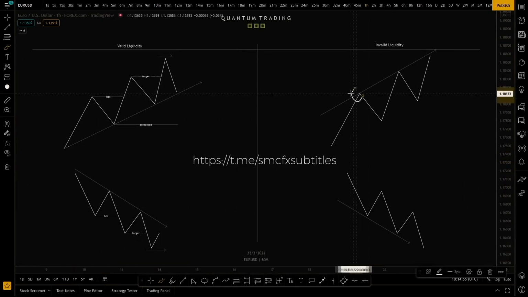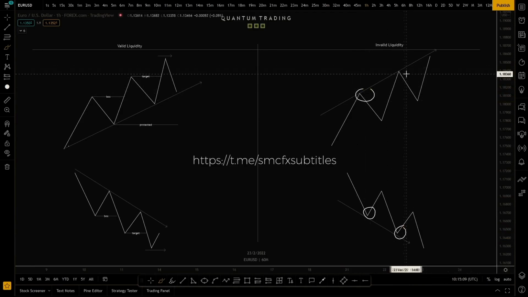So we understand now from understanding weak highs and lows, we call it weak because what we're doing is we're taking the liquidity above these highs in a bullish market, and in a bearish market we're taking the lows. So there is no valid liquidity at these lows or at these highs. So I hope that makes sense.